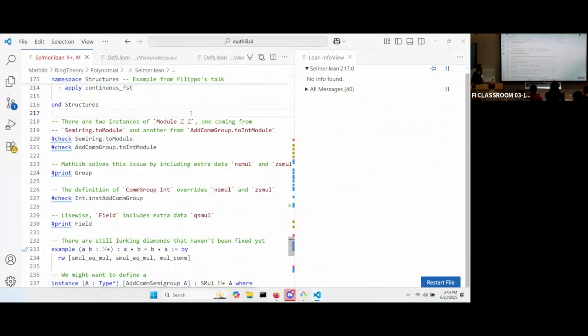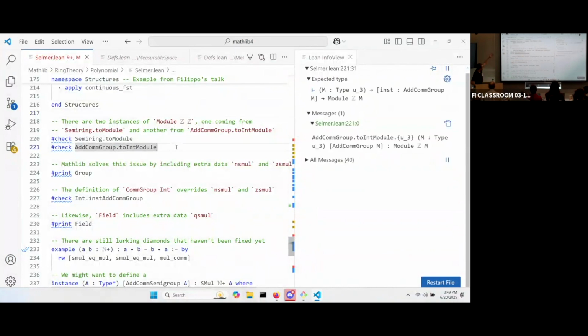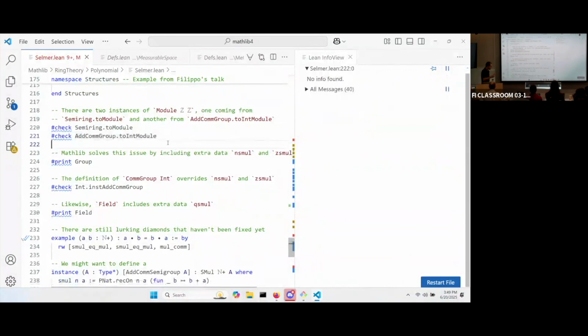So how does Mathlib solve this? It's the same way it solves the other one. Basically, it asks, what is the problem here? The problem is two bits of data that are the same type of data, but they're being produced in two different ways. So we'll just add that data to the definition and avoid this altogether.